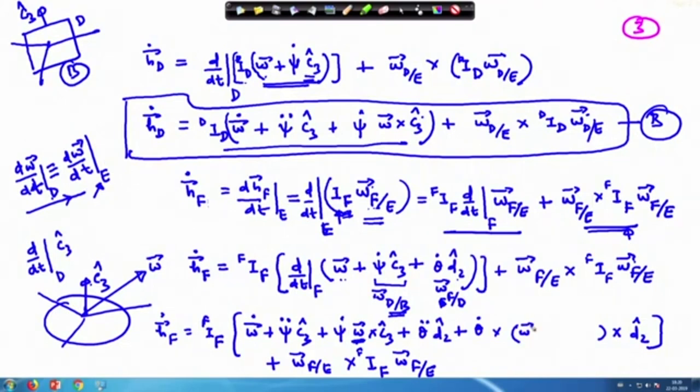So, this is omega plus psi dot times C 3 cap. This is the angular velocity of the frame, the outer frame. Okay, so the outer frame angular velocity. So this part is nothing but your omega of frame d with respect to frame e.